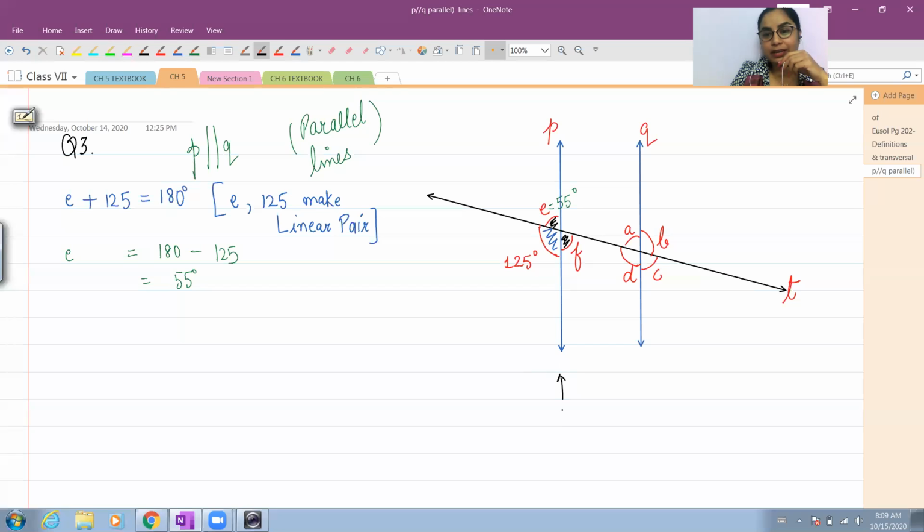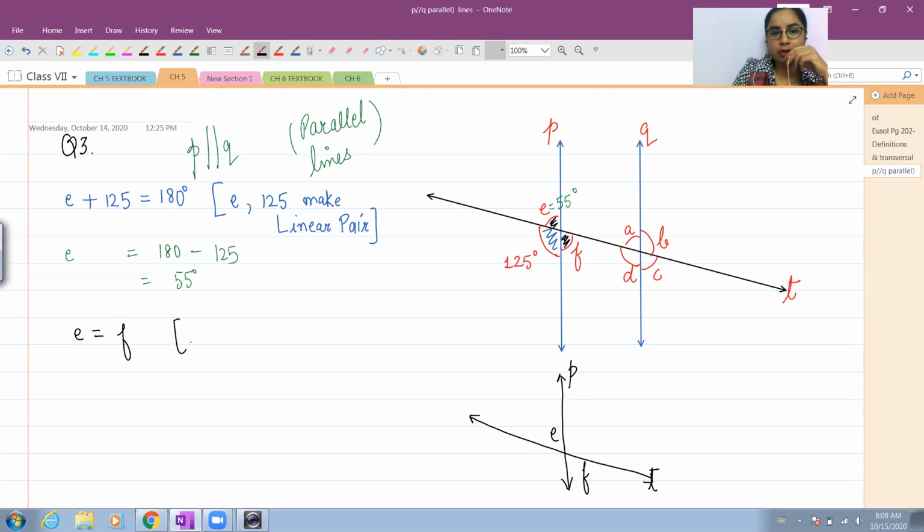And to identify vertically opposite angles, I'm going to draw this part of your picture here. So this is line P and this is line T and they are crossing each other. So E and F will be equal, and 125 will be equal to the angle over here, which we don't have. So E and F are equal, vertically opposite angles. You can write this down. E is equal to F, the reason is they are vertically opposite angles. F is equal to 55 degrees. So whatever is the value of E will be the value of F. F will have the same value as E. So F is also equal to 55 degrees.